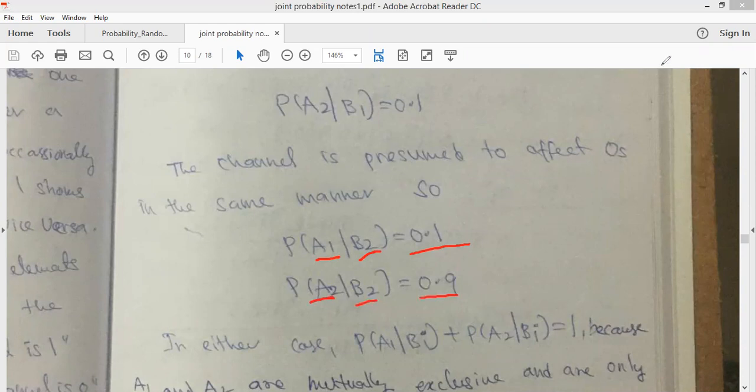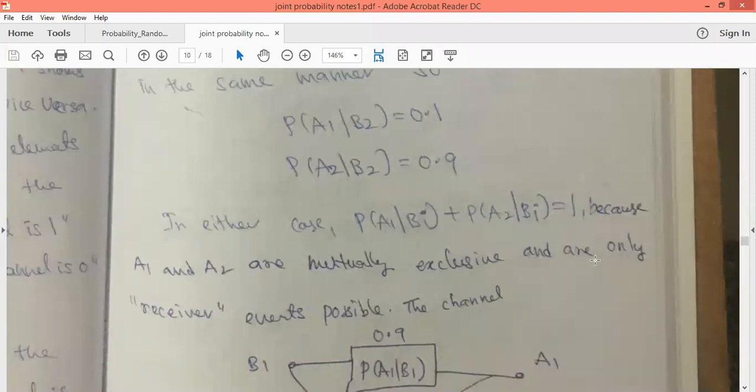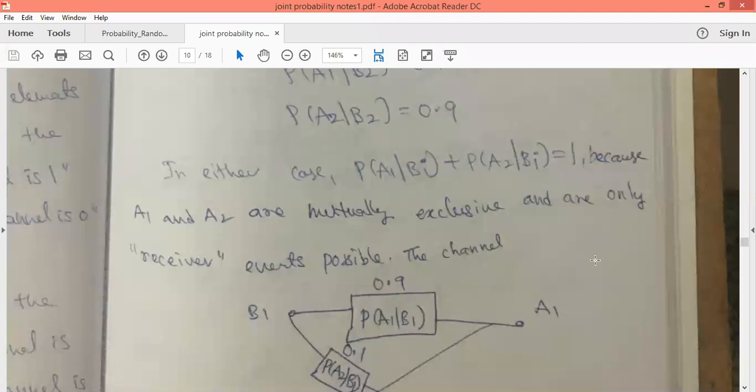All these are the conditions given. From these cases we know that the probability of A1 given Bi plus the probability of A2 given Bi is equal to 1. That is, the probability of A1 given B1 plus the probability of A2 given B1 is equal to 1. Similarly, the probability of A1 given B2 plus the probability of A2 given B2 is also equal to 1. Here A1 and A2 are mutually exclusive events occurring at the receiver side.